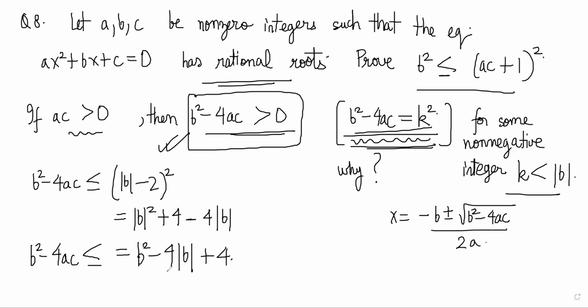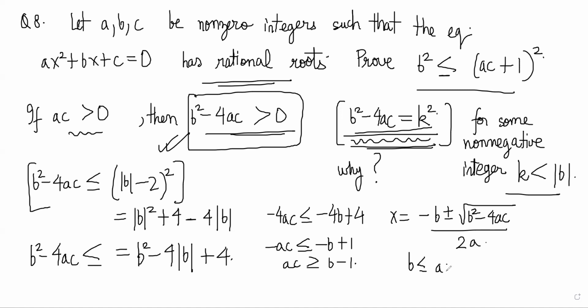So for this to be true, you have to have minus 4ac is less than equal to minus 4b plus 4, or ac less than equal to minus b plus 1, or ac is greater than equal to b minus 1, or ac plus 1 is greater than equal to b, that is, b is less than ac plus 1.